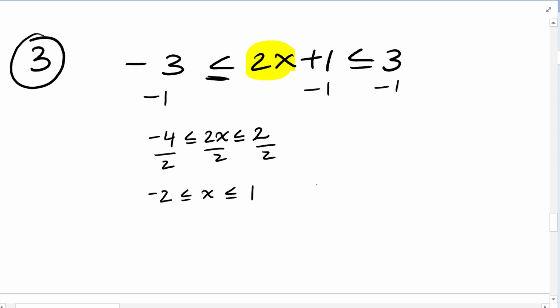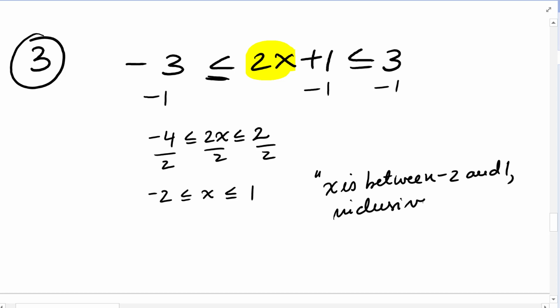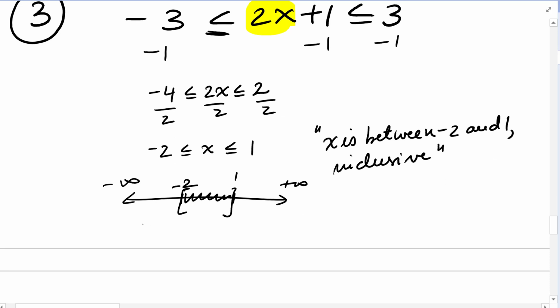Or in other words, we can read x is between negative 2 and 1, inclusive, right? The points negative 2 and 1 are inclusive. So if I were to draw that, x is between negative 2 and 1, I would put brackets and shade in between, right? Between those. So in interval notation, our final answer would be negative 2 and 1.